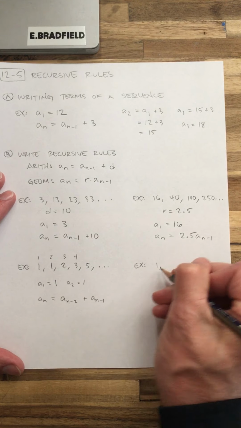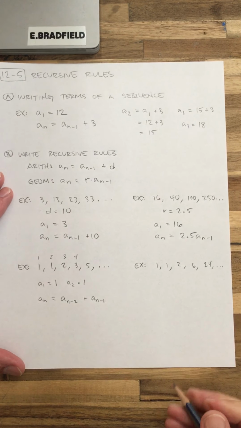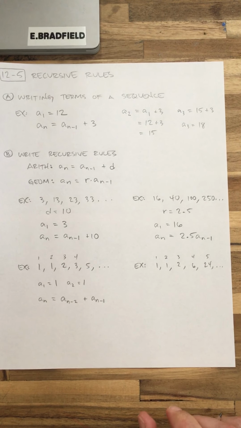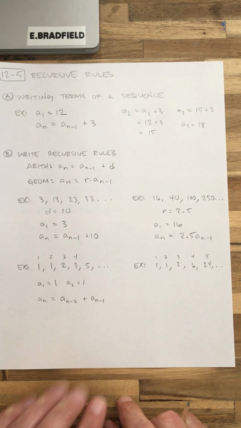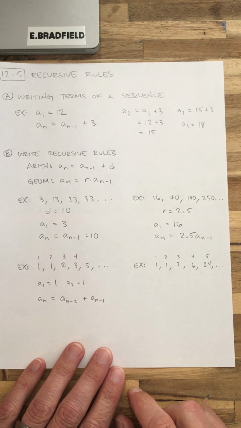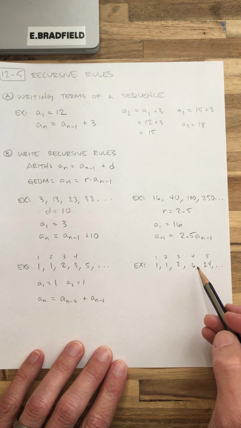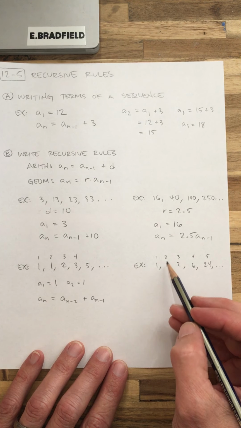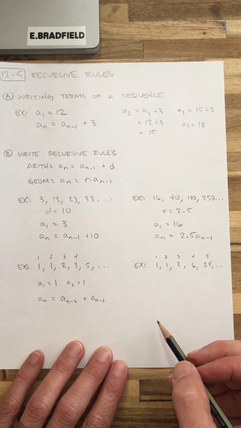Let's do this: 1, 1, 2, 6, 24, dot, dot, dot. Again, I like to put 1, 2, 3, 4, 5 above the terms. All right, see if you notice a pattern. I notice that 6 times 4 is 24. I notice that 2 times 3 is 6. I notice that 1 times 2 is 2. I notice that 1 times 1 is 1.